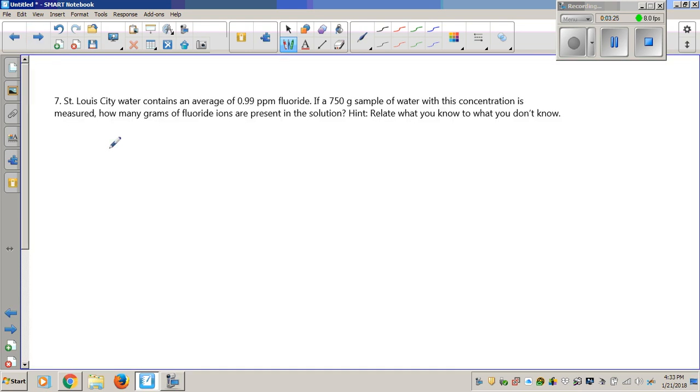The next part, St. Louis, they have some fluoride in the water, so they have some good teeth. If you have a 750 gram sample of water with this concentration, how many grams of fluoride ions are present in this solution? So they're showing you 750 grams of water, but also recognize they're saying solution. So this is water with the fluoride ion in it. It's 750 grams of the solution. When they say water, this is water plus the fluoride ion, which makes the solution: solute plus solvent.